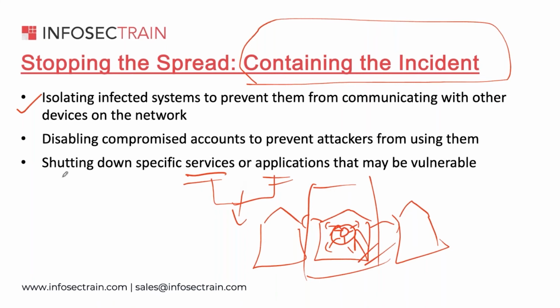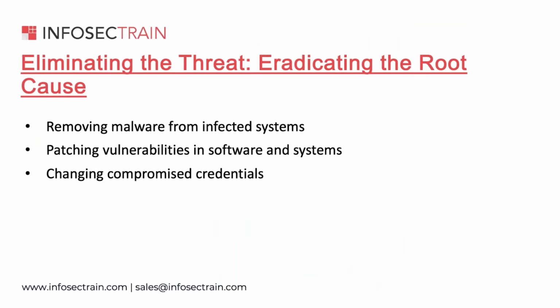Then, you have to remember that swift containment is very important to minimize the attack surface and to prevent the attacker from establishing a foothold within your network, right? So this is another very important task that we have to perform at this stage. Then the next thing is eliminating the threat, eradicating the root cause.